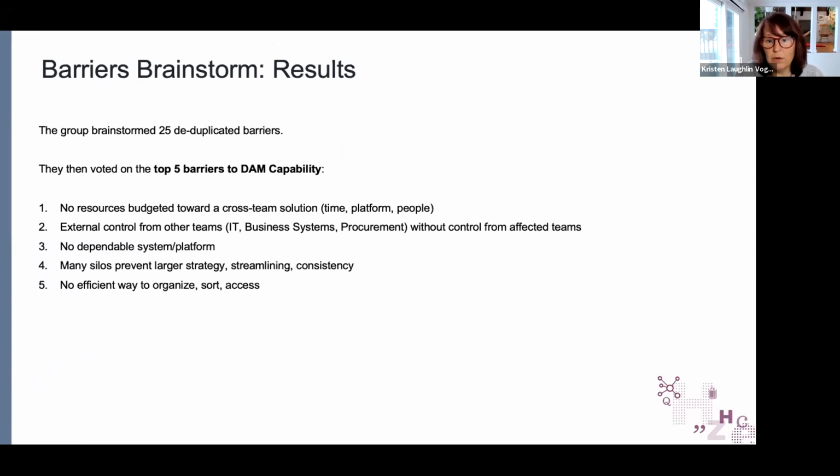So we've got number 1, no resources budgeted toward a cross-team solution: time, platform, or people. We've got the cranky one, number 2, which is external control from other teams, IT, business systems, and procurement without control from affected teams. So meaning people, the stakeholders didn't feel that they had a voice in the tools and systems and integrations. No dependable system platform, so platform crept back in, of course. And many silos prevent larger strategy, streamlining, and consistency, and no efficient way to organize, sort, or access. Those are our top 5. So next slide.